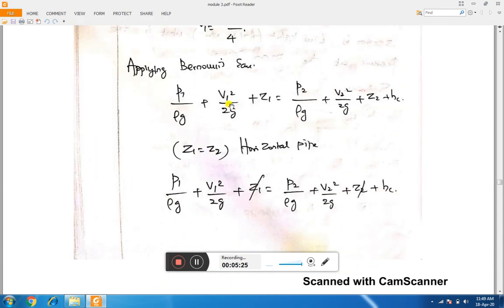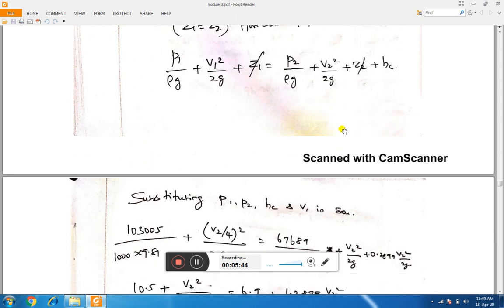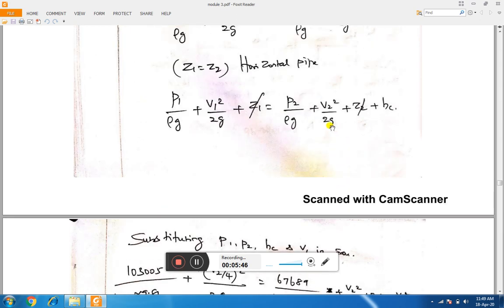Now p1 by rho g plus v1 square by 2g plus z1 equal to p2 by rho g plus v2 square by 2g plus z2 plus hc, which is head loss due to contraction. Remember, it is for the first part of the problem between section 1 and 2. Since the pipe is horizontal, z1 and z2 cancel. So the remaining equation will be p1 by rho g plus v1 square by 2g equal to p2 by rho g plus v2 square by 2g plus hc.